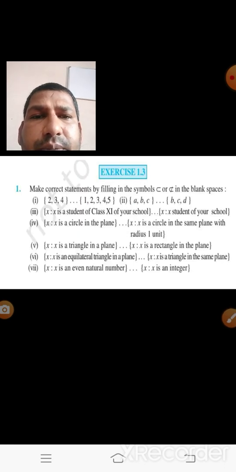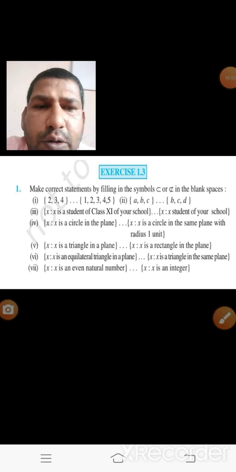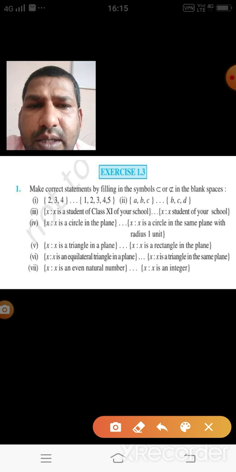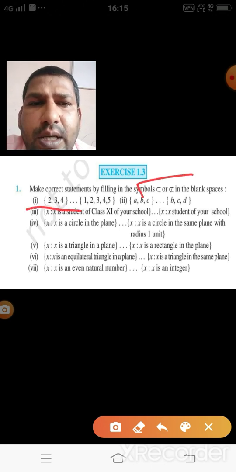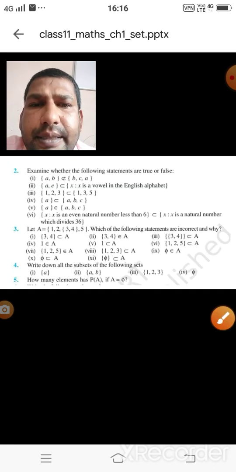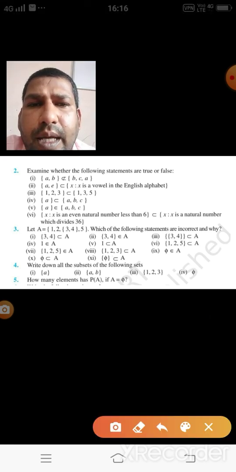Sai Ram to all. Questions from exercise 1.3 you also have to solve, because we have done the concept of set and subset. Then these elements are given and you have to use the symbol in the blank to show whether the given sets are subsets of each other or not. And in the other one we have to examine whether the following statements are true or false.